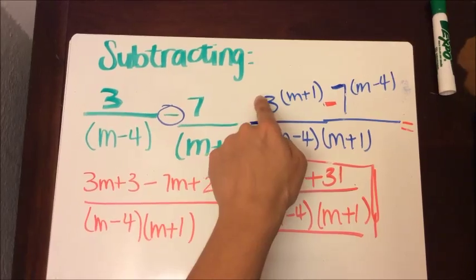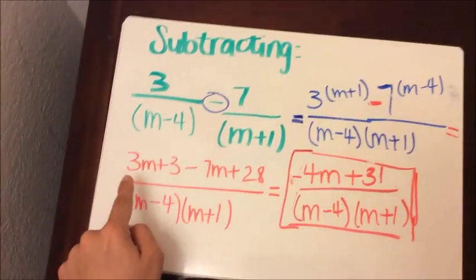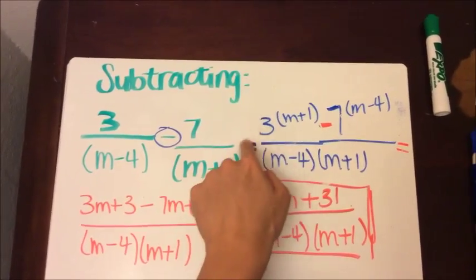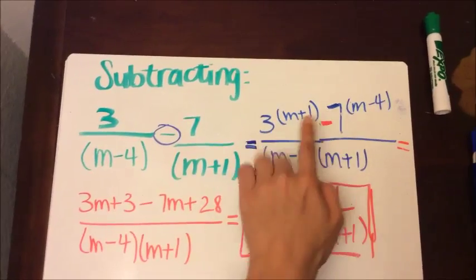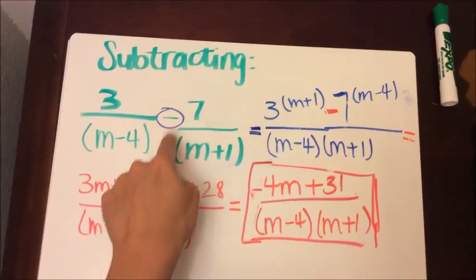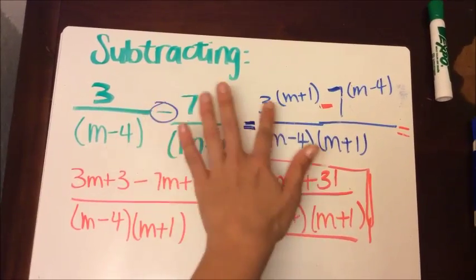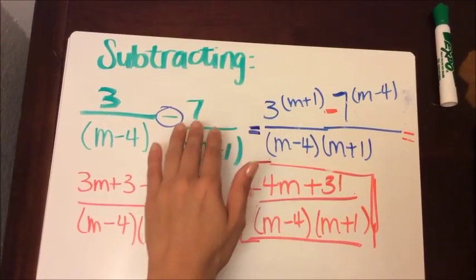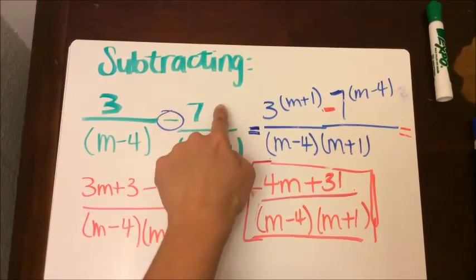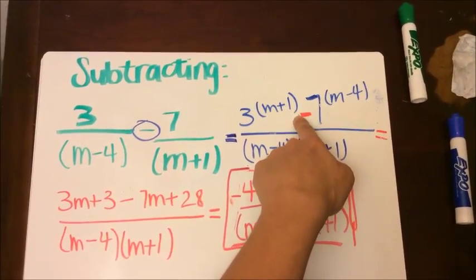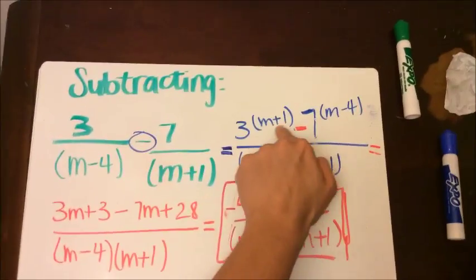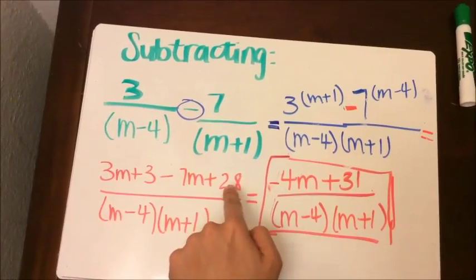So we multiply the 3 times the m plus 1: 3m plus 3, because 3 times m is 3m, and 3 times 1 is 3. Then we would do the same thing with the 7, but we have to keep in mind that this is a negative. So the negative distributes its way, so it changes the whole numerator. If it were a positive number, it changes it to a negative number, and if it were a negative number, it would change it to a positive number. This is a positive number. So negative 7 times m gives us a negative 7m, and then negative 7 times negative 4 gives us a positive 28.